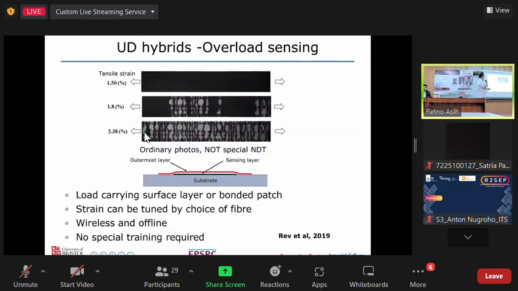Okay, please. And actually this is the highlight of this UD hybrid composite, that we can use it as a sensor. So for example, if this is aluminum or stainless steel, we can add this hybrid composite on top of it by using some kind of adhesion, and then when we pull this or put some kind of strain, it will change color, and this change of color can be related to the strain level that it has endured.